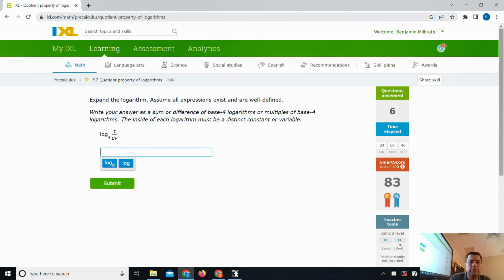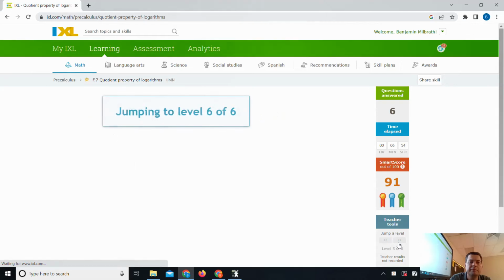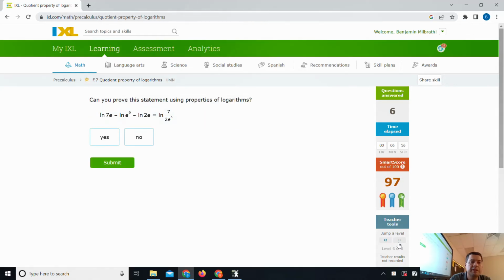Bump up to level 4. This is an expansion, not hard. Level 5, another expansion, not hard. Level 6 is a prove. I'm just going to go ahead and take this thing out to spectacular because it won't take long. Can you prove this is true?